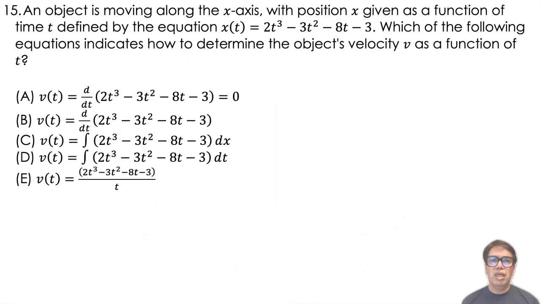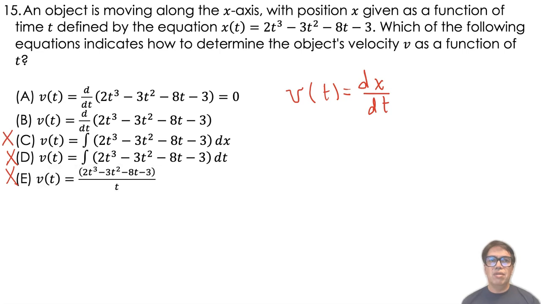If there is one thing that we must keep in mind, it is that the velocity as a function of time is the derivative of the position relative to time, which, of course, means the derivative with respect to time of the function 2t cubed minus 3t squared minus 8t minus 3.